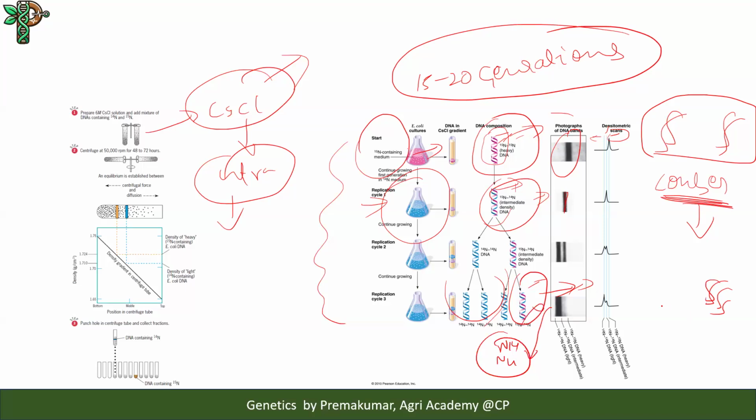That's why he disproved dispersive. In dispersive, what will happen? If it is continuously grown in N14, we expect N14 bands only. But why are N14 and N15 bands still present in the generations? Because DNA replication occurs in the semi-conservative model. That's why, by these continuous experiments in three cycles in different media, he proved that DNA replication occurs in the semi-conservative model, and he disproved the conservative model and the dispersive model.